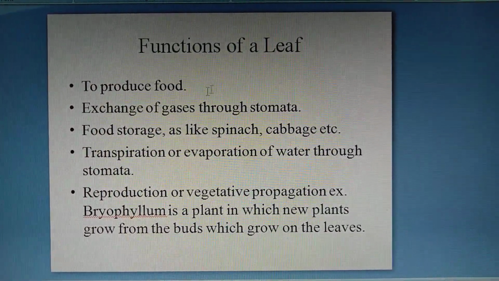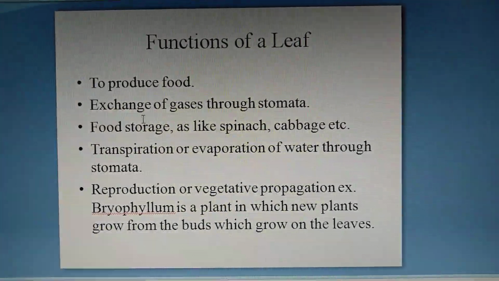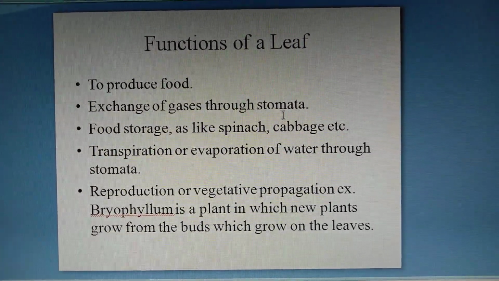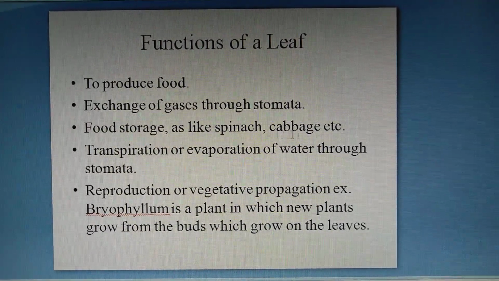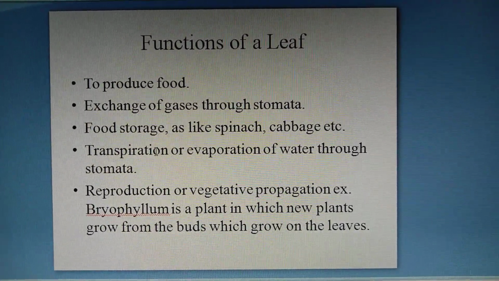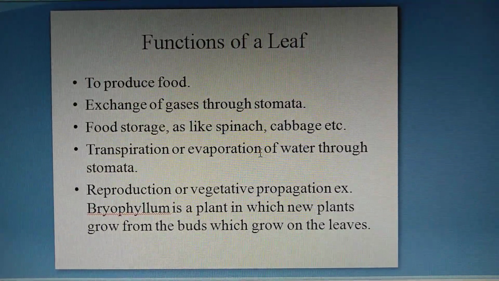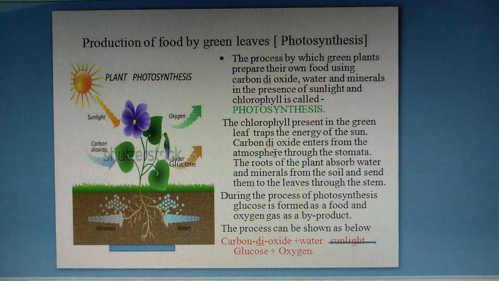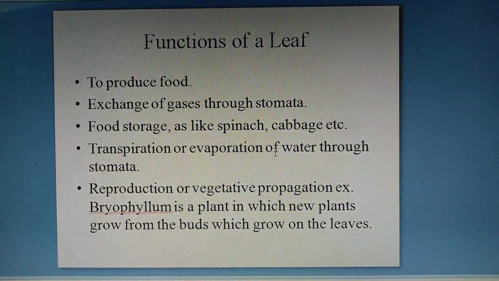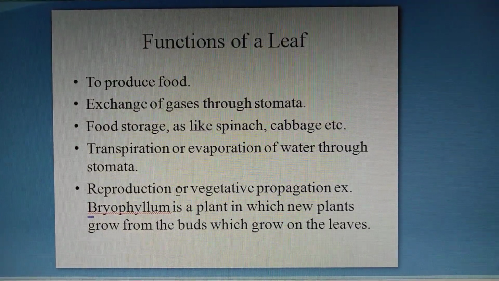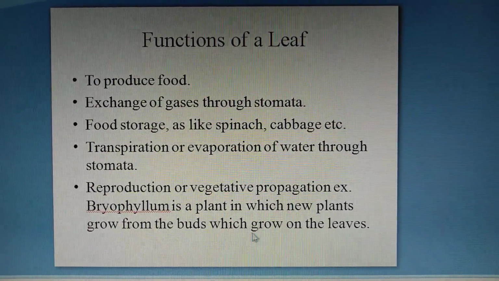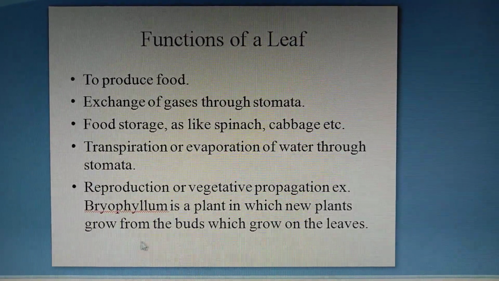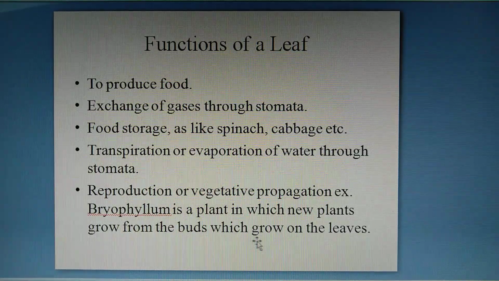Functions of a leaf. To produce food; exchange of gases through stomata; food storage, as in spinach, cabbage, etc.; transpiration or evaporation of water through stomata; reproduction or vegetative propagation. Example, Bryophyllum is a plant in which new plants grow from the buds which grow on the leaves.